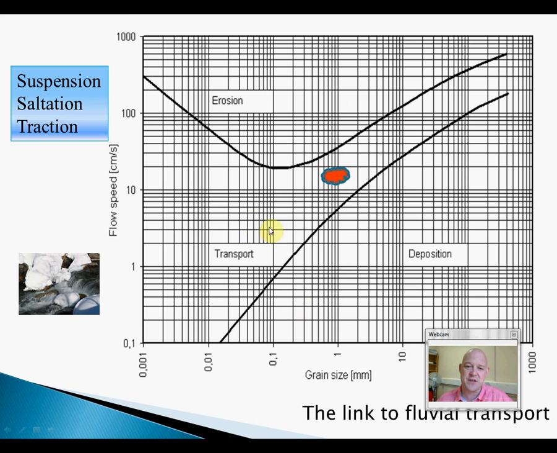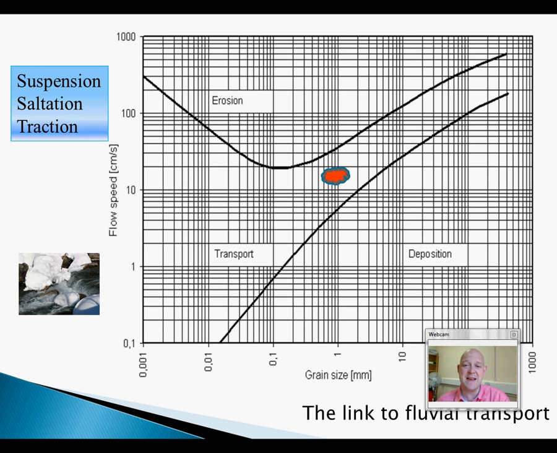Suspension, we understand, that's your transportation zone in here. Anything that's been entrained will be moved by suspension. And then saltation, the process that's best to understand. Let's take a particle here with a 1 millimeter grain size. He's floating around quite happily. It might in fact be Bob himself.